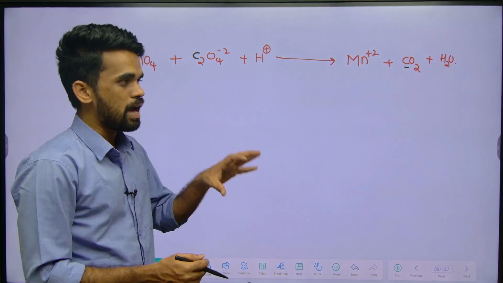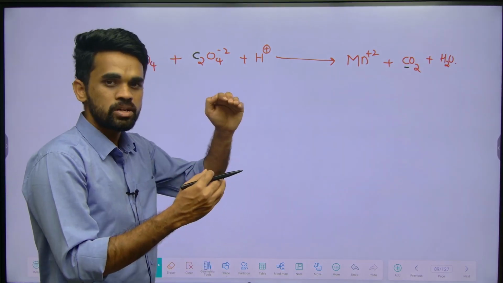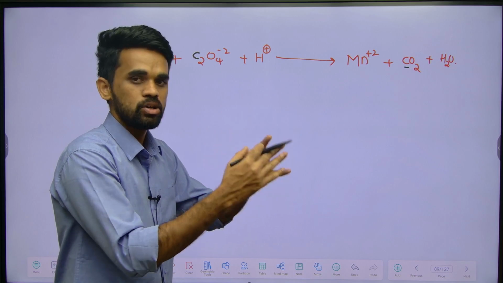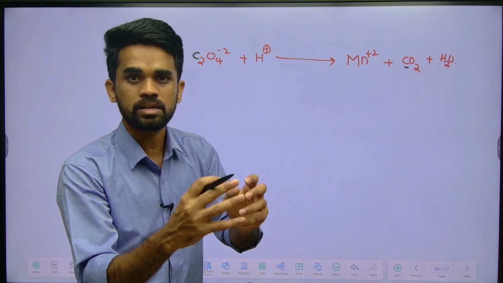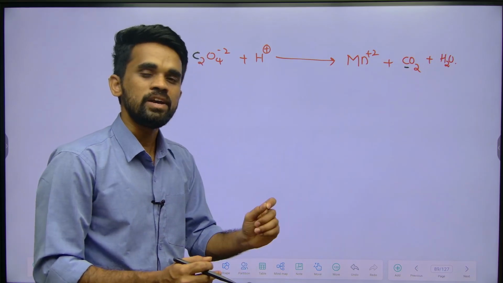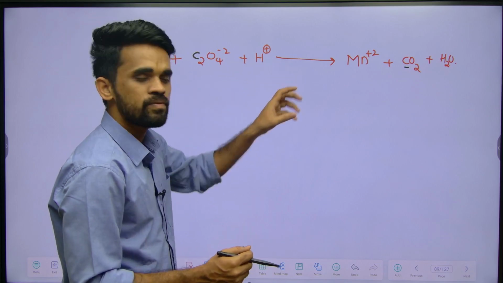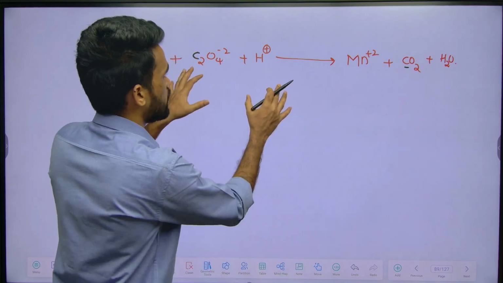In a reaction where both oxidation and reduction take place, those reactions are called redox reactions. Now identify what is being reduced and what is being oxidized in the given equation.